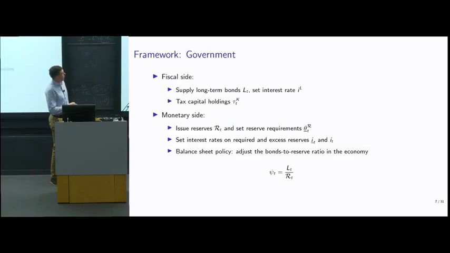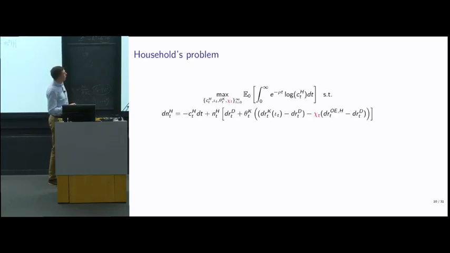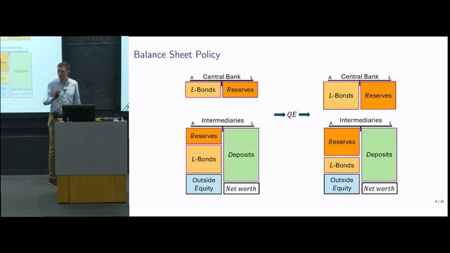No, this L is the one that is held by the intermediaries. That's the one that is there in the economy. They're not in the notation. That's right. There's a shadow value of that that I don't define explicitly. All right. Any questions so far on the high level description of the model? Yes, that's the assumption. That's the constraint for now. Essentially only the intermediaries hold these long-term bonds. That's right.